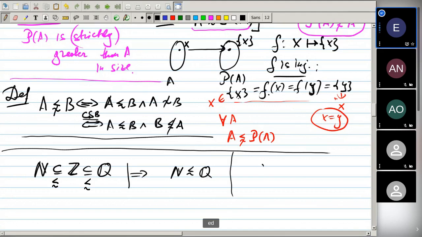But is it true that Q is embeddable into N? So you can rephrase this question. How many rationals are there? Is it true that there is no more rational numbers as there are naturals? What do you think? How many rational numbers are there?